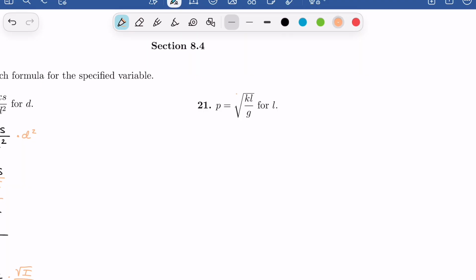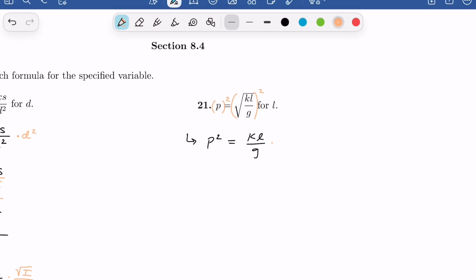So we'll go ahead and do that. We're going to square both sides of this equation to get rid of that square root. We're going to end up with p squared is equal to k times L divided by g. So now it just becomes a matter of isolating L.